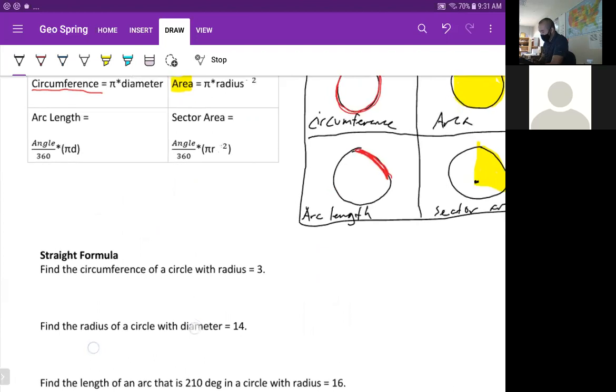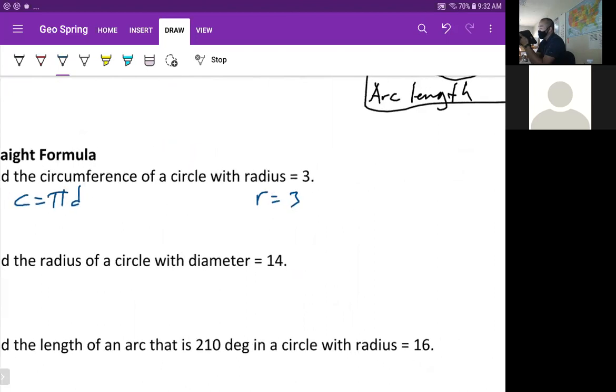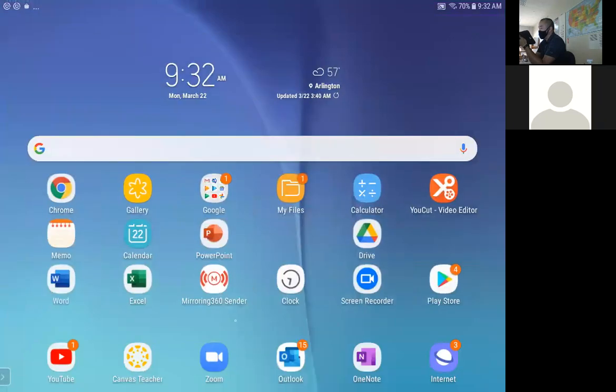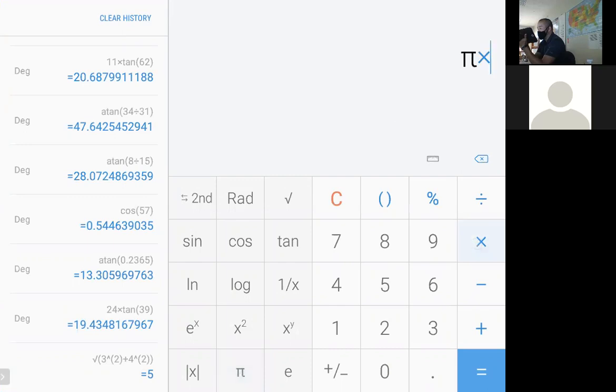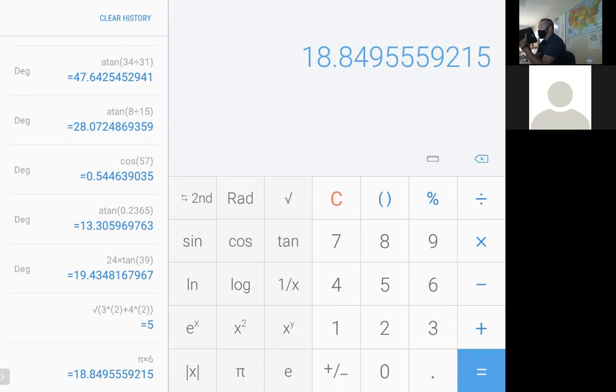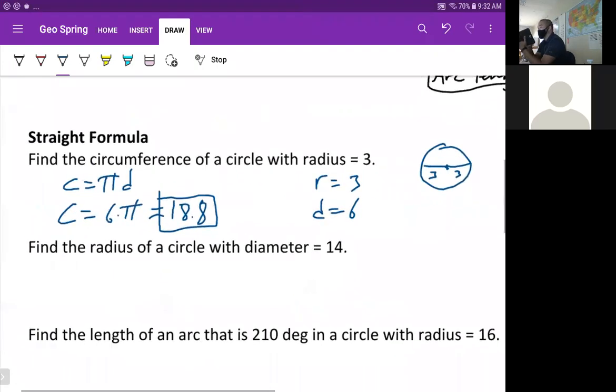Find the circumference of a circle with radius 3. So circumference, here's the formula. Circumference equals pi times diameter. So it's circumference equals pi times d. Here's your radius. So radius is 3. So from here to here, it's 3, which means from here to here, also 3. So diameter is 6. So circumference equals 6 times pi. But use the symbol. So pi times 6, 18.8. So on Canvas or on your phone or whatever, use the symbol for pi, don't approximate it. So that's the circumference.